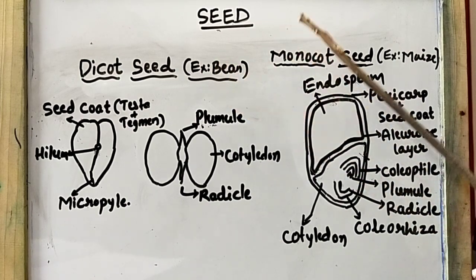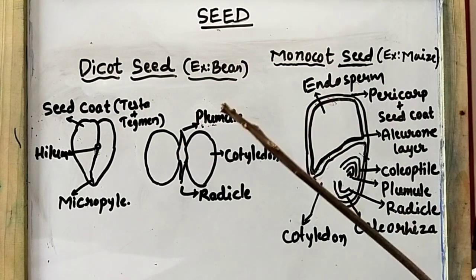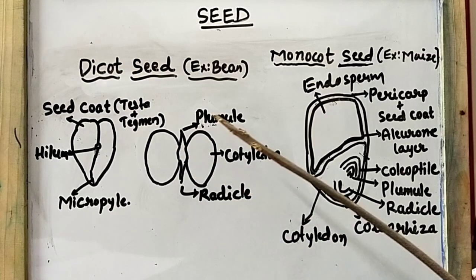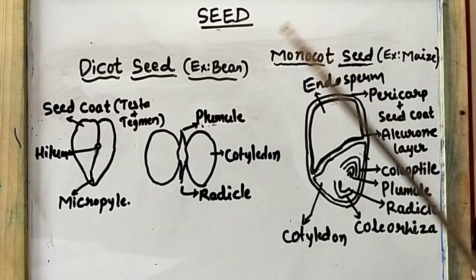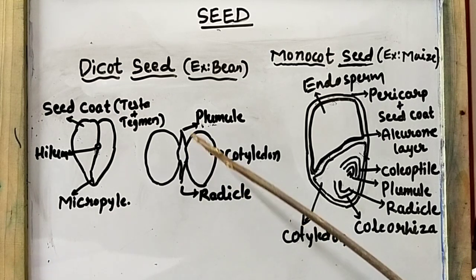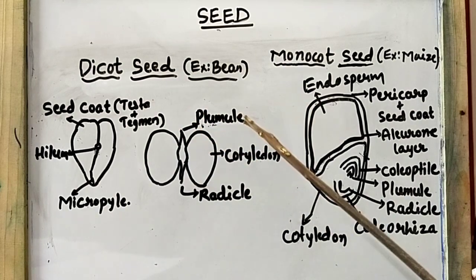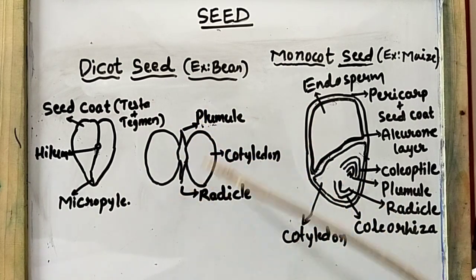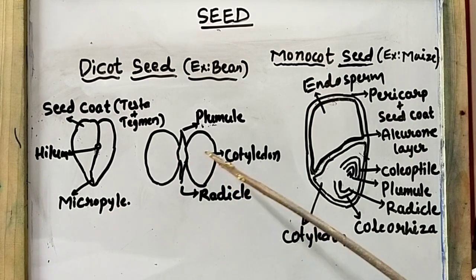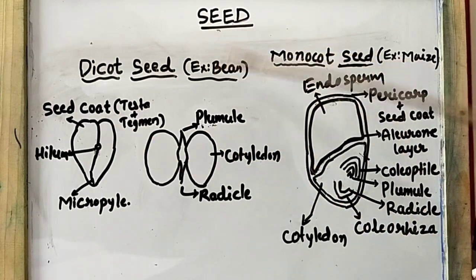An example is the bean. What you are seeing here, this dicot seed, is a non-endospermic seed, because we don't have reserved food material, that is, we don't have endosperm in this seed. So where does the storage of food material take place? In the bean, storage of food material takes place in the cotyledons. If you don't have endosperm in the seed, then it is known as a non-endospermic seed. An example for this is the bean.